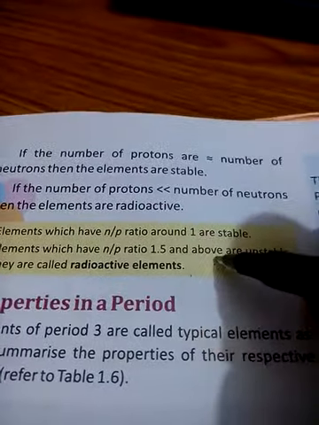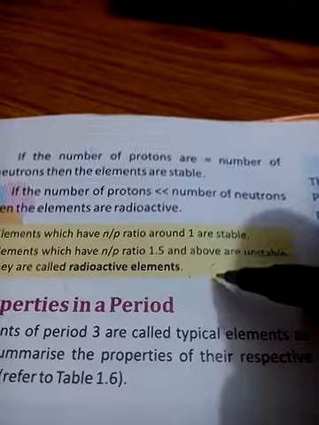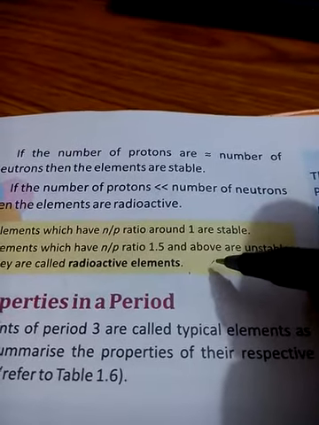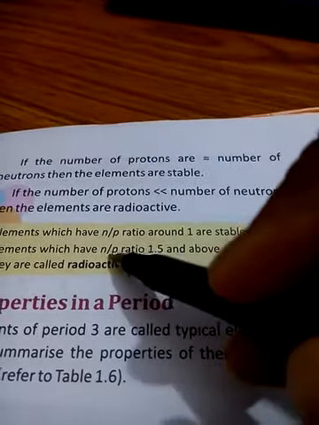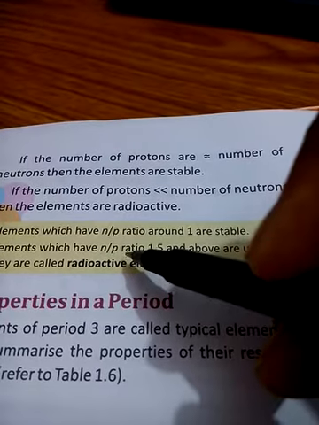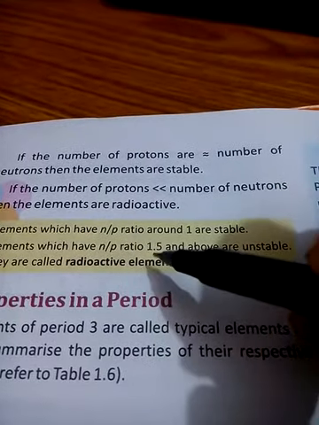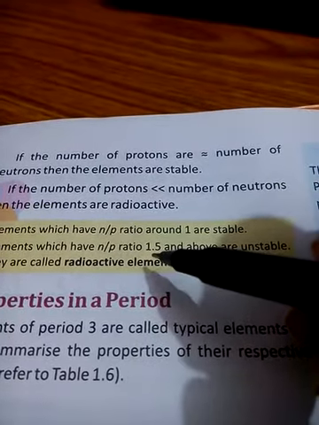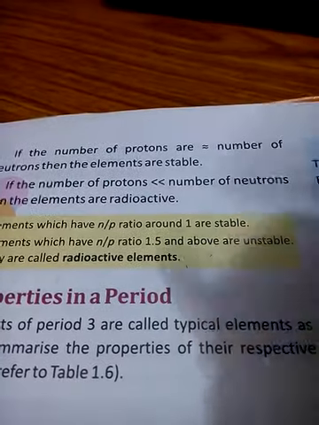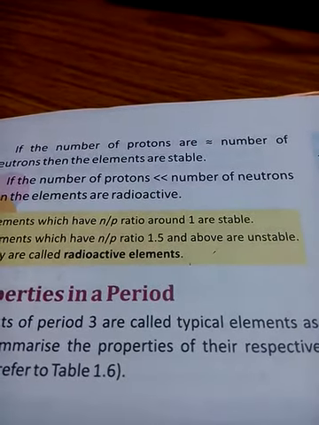For example, uranium, thorium, polonium, these are all radioactive substances. Why? Because in them the number of neutrons is far greater than the number of protons, and their N by P ratio is 1.5 or greater than 1.5. So they are unstable, very much unstable.